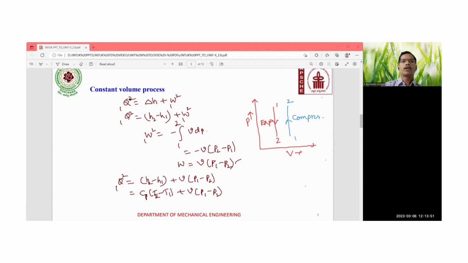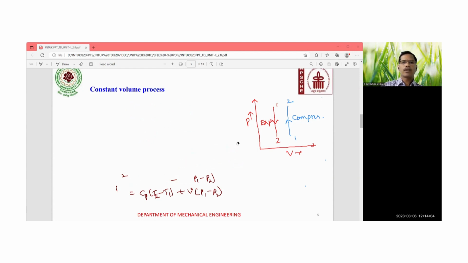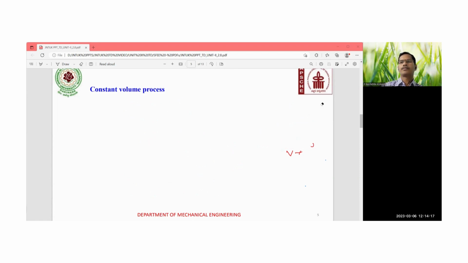So these are the work transfer and heat transfer relations for a constant volume process. You can also call it an isochoric process. It is nothing but the isochoric process.